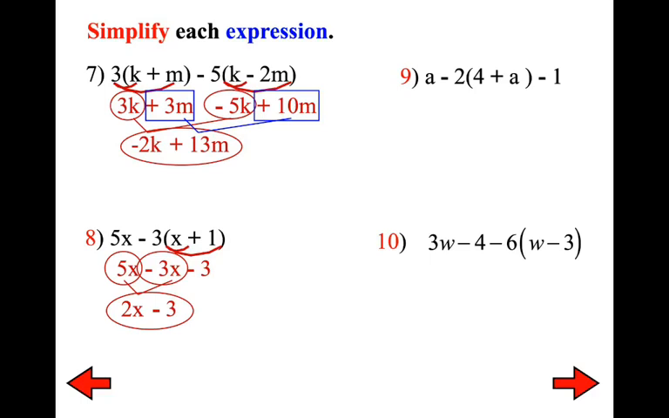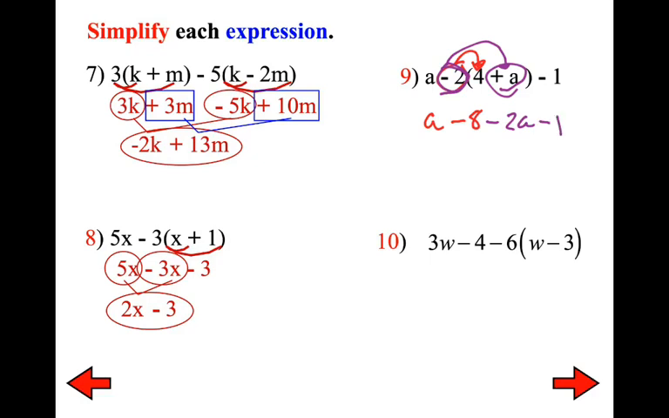All right, let's take a look at number 9. So we're not going to multiply the a by what's inside the parentheses of 4 plus a, only the negative 2. So a, and then now we're going to multiply the negative 2 times the positive 4, that's negative 8. And then we're going to multiply the negative 2 times the positive a. Negative 2 times positive a is negative 2a. And then we're not going to multiply the negative 2 times the minus 1 at the end, because the minus 1 at the end is not within the parentheses. So we just bring down that minus 1.